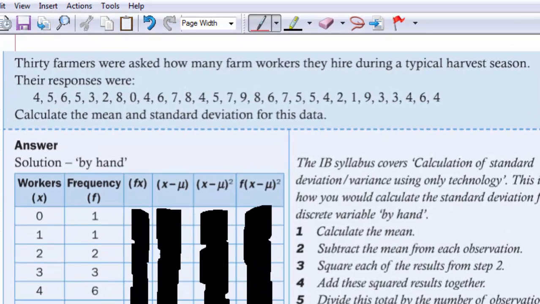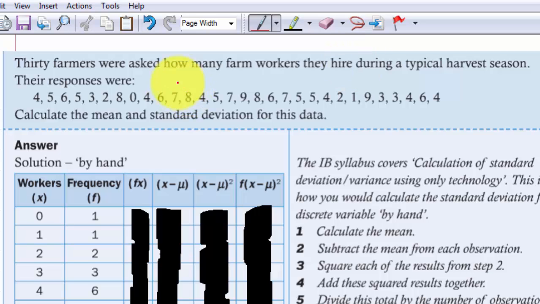So here we have a list of data, and we have 30 farmers, so we have 30 data values. How many farm workers do you hire during the season? One farmer hires 4, the other one hires 5, some hire none, some hire 9. We're going to calculate the standard deviation by hand, and then we're going to calculate the standard deviation using our graphing calculator.